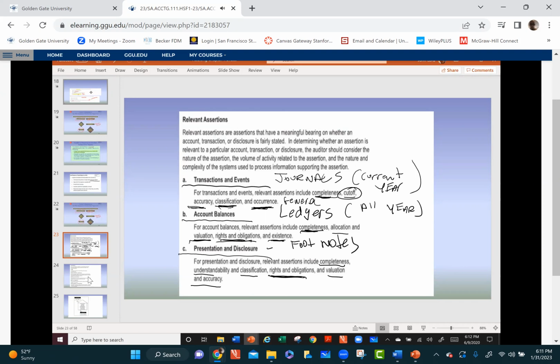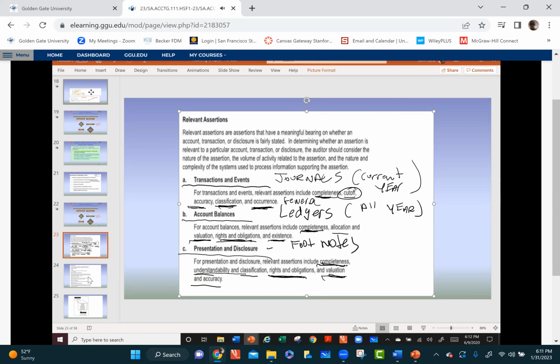Notice also, we want to make sure they have a complete set of footnotes. The footnotes are understandable, meaning that they have to be written well. That's why here at Golden Gate, we make you take accounting communications, because you need to make sure that you're satisfied that there's been proper communication in the footnotes and the financial statements. Valuation: even though I carry an asset at historical cost, there could be a requirement that I have to give some sort of fair value associated with that.